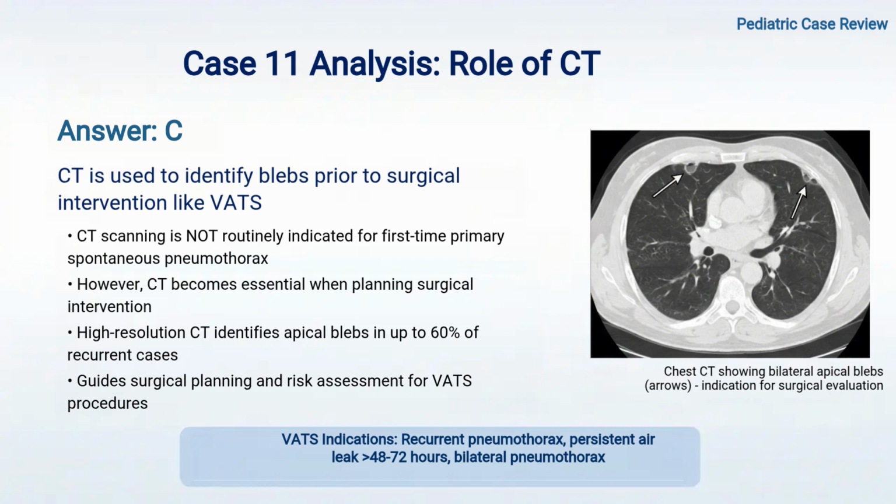High-resolution computed tomography identifies apical blebs in up to 60% of recurrent cases, guiding surgical planning and risk assessment. The indications for video-assisted thoracoscopic surgery include recurrent pneumothorax, persistent air leak beyond 48 to 72 hours, and bilateral pneumothorax.